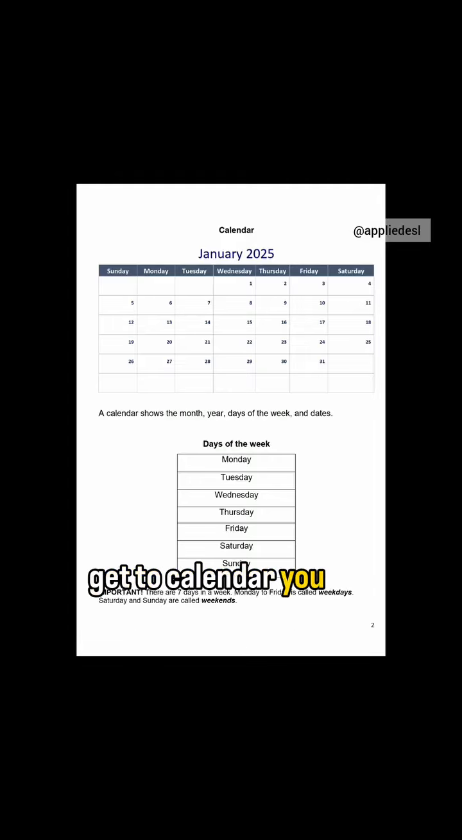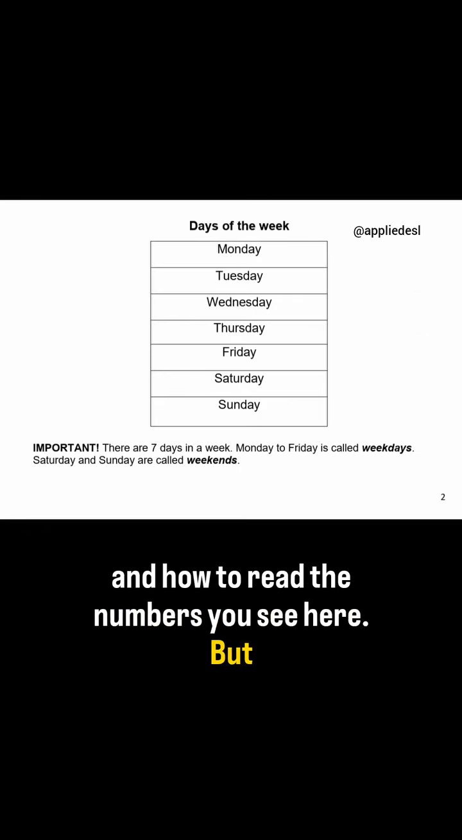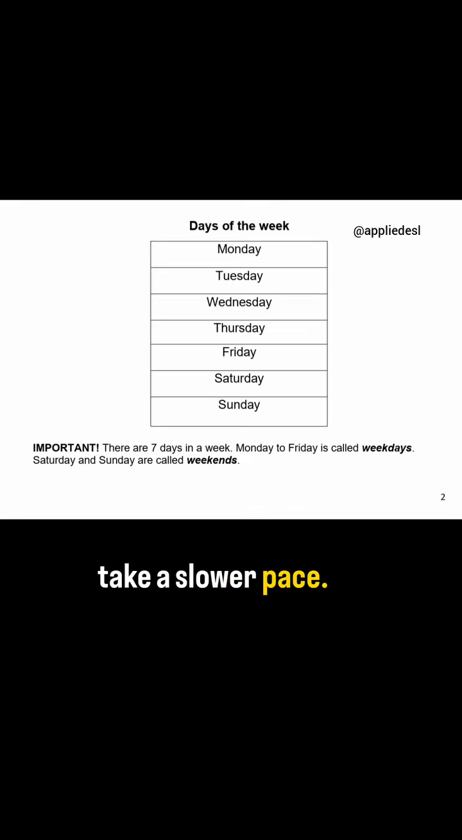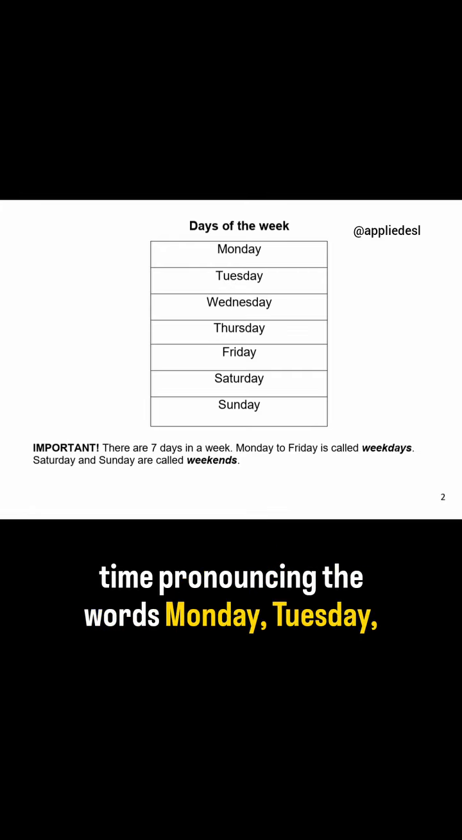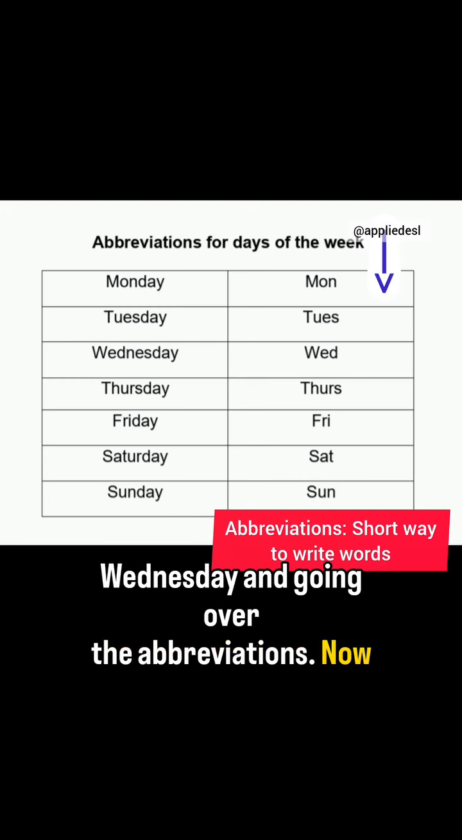Now, when we get to calendar, you can spend some time going over the month, the year, the days of the week, and how to read the numbers you see here. But take your time with this, because for a lot of students, when they're first learning, you have to take a slower pace, so don't rush. Take your time pronouncing the words Monday and Tuesday, Wednesday, and going over the abbreviations.